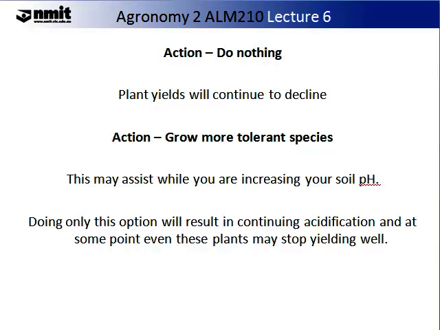This may assist you while you're increasing your soil pH. If you do only this, that is, only grow tolerant species and do not try to address the issue of low pH, acidification will continue. At some point, your pH tolerant species will stop providing good yields.